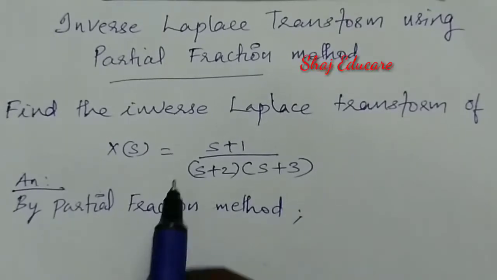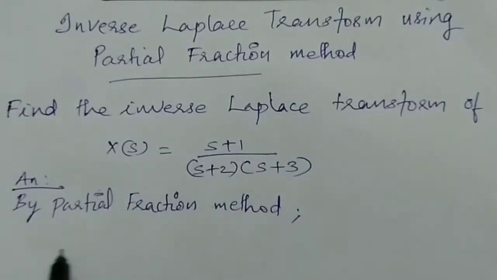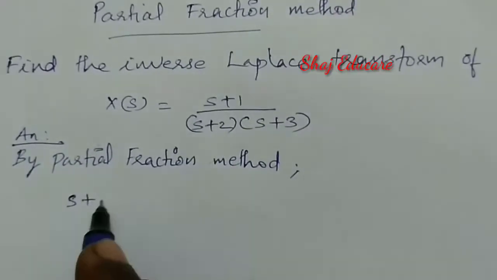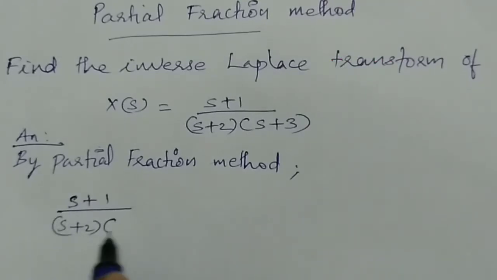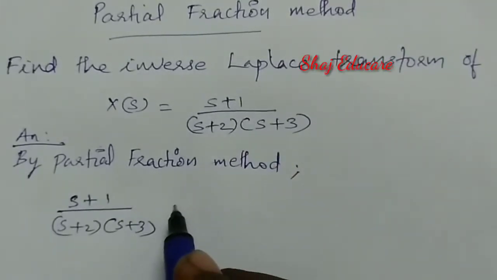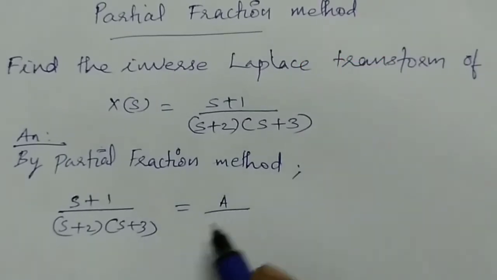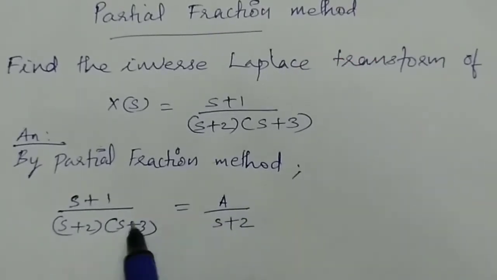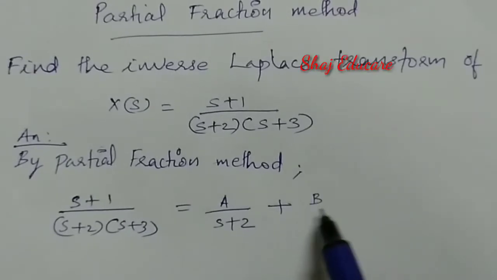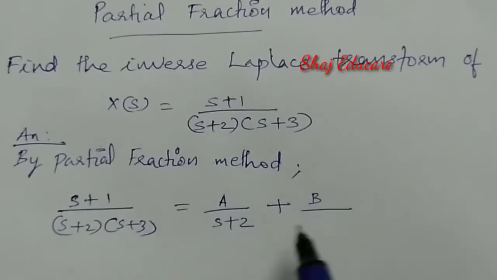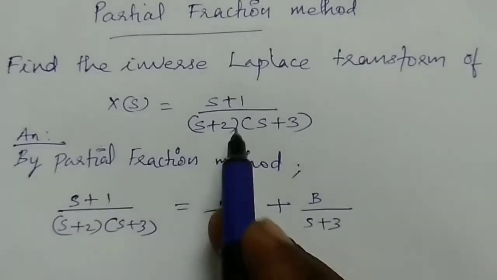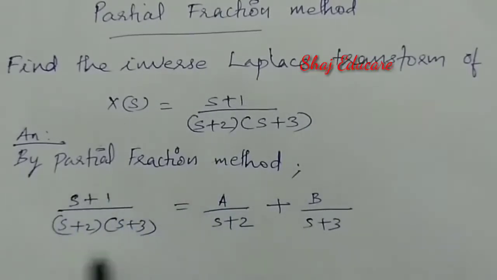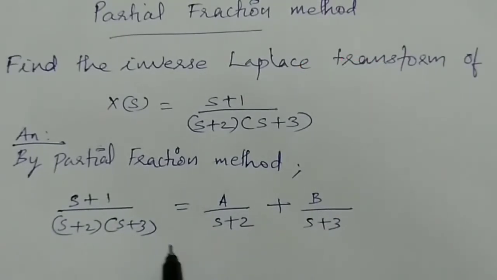By partial fraction method, let us split the right hand side as (s+1) divided by (s+2)(s+3). That is the right hand side of the given equation. That can be split using partial fractions as A divided by the first term in the denominator, that is s+2, plus B divided by the second term of the denominator, that is s+3. Means by making use of partial fractions, we split this equation in this form: A divided by s+2 plus B divided by the second denominator.